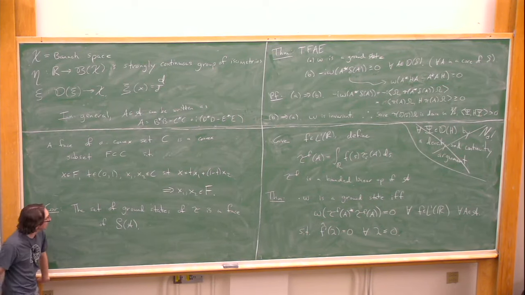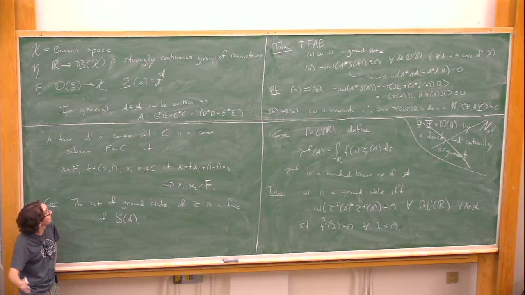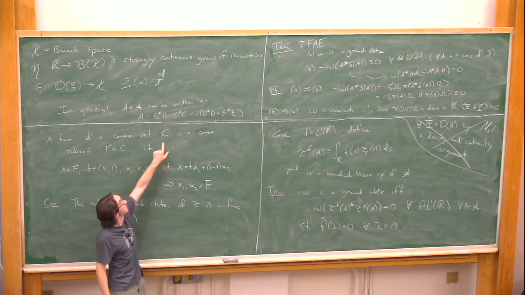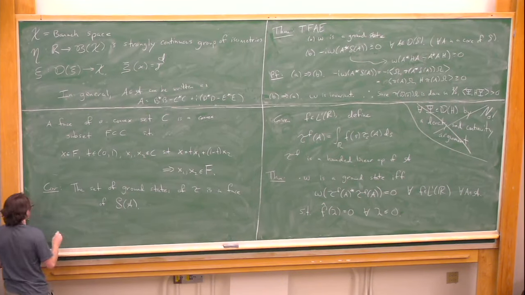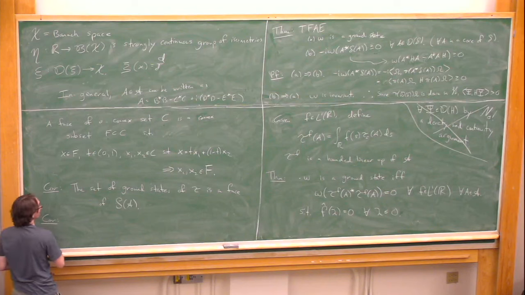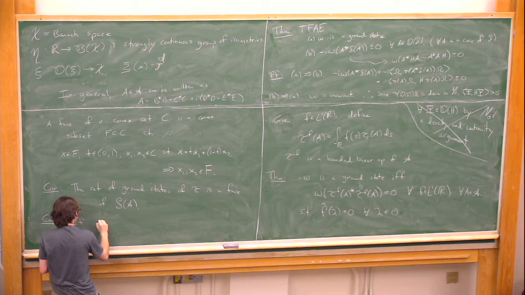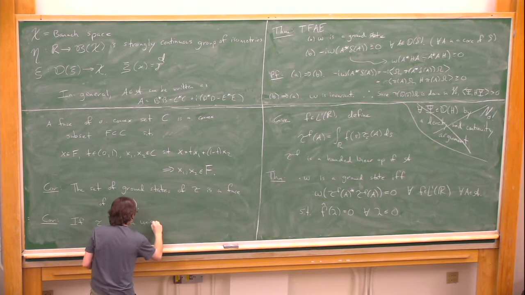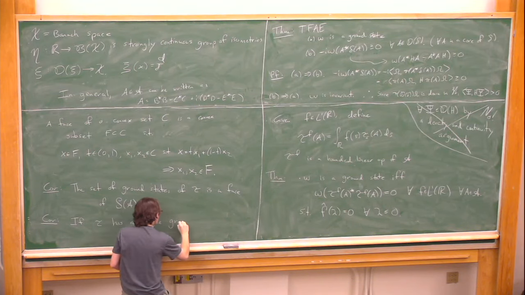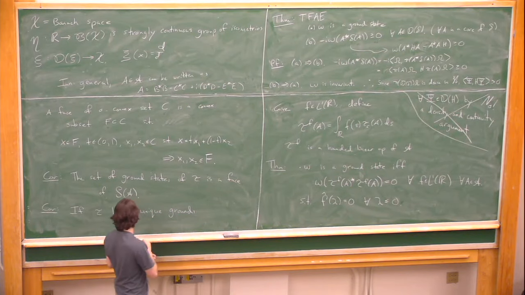And in particular, extreme points of a face are extreme points of the whole set. So if I have an extreme point of F, it's also an extreme point of C. And so a very nice corollary is that if tau has a unique ground state, then it is automatically an extreme point, and therefore it's pure.